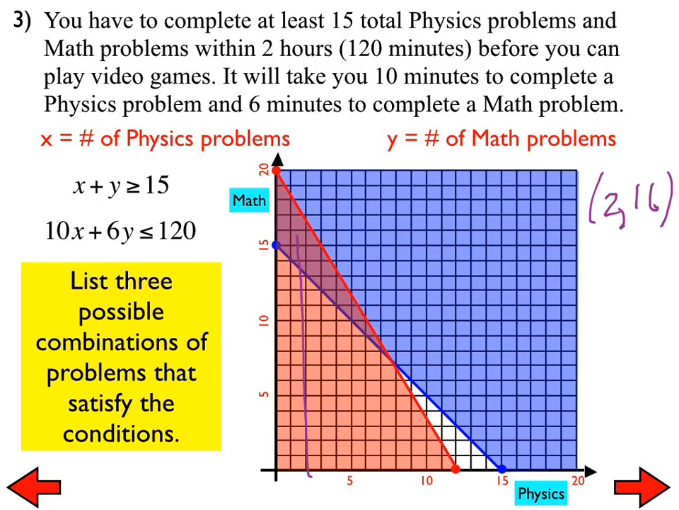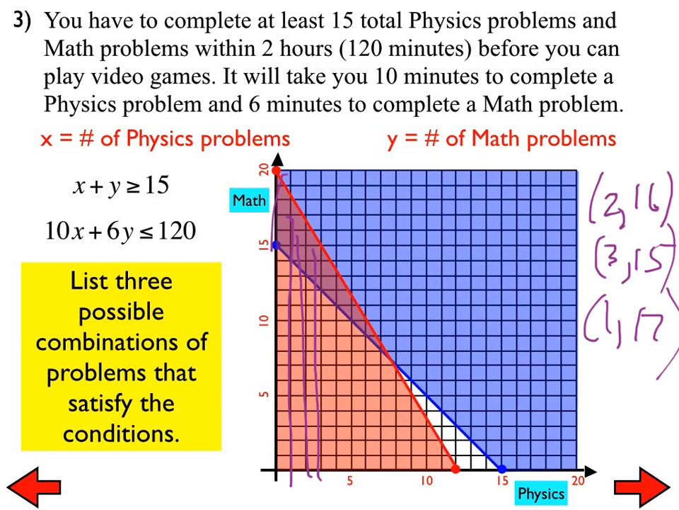All right? Georgia, give me one combination that you think works. 3, 15. So 3 of the physics and 15 of the math? Yes? All right, 3, 15 is right there. That's actually right on the line, so that still works. Another one that works. Yes? 1, 17. So 1 of the physics, 17 of the math. 1, 17 is right there. So that happens to work as well.